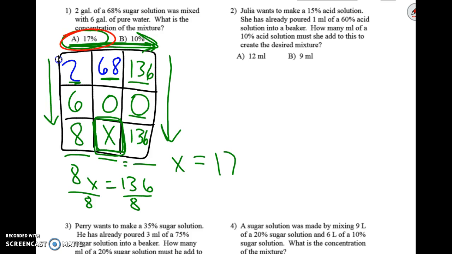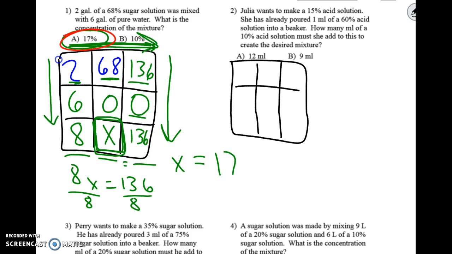Julia wants to make a 15% acid solution. She's already poured 1 milliliter of a 60% acid solution into a beaker. How many milliliters of a 10% acid solution must she add to this to create the desired mixture? So I've got my grid. She wants 15%. Well, remember this column is percent. She wants 15, so that 15 goes right there.